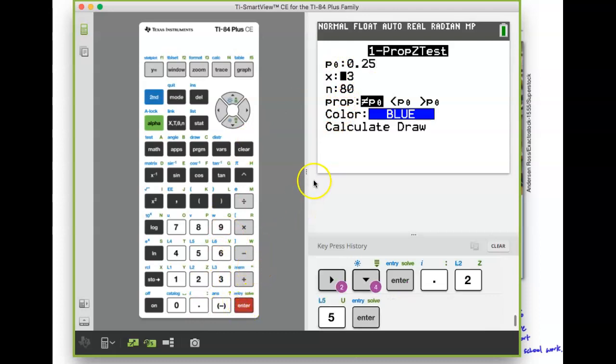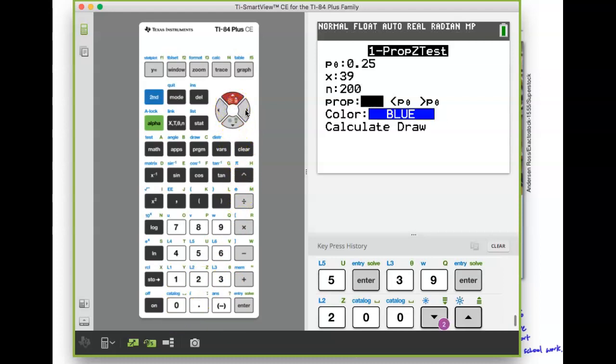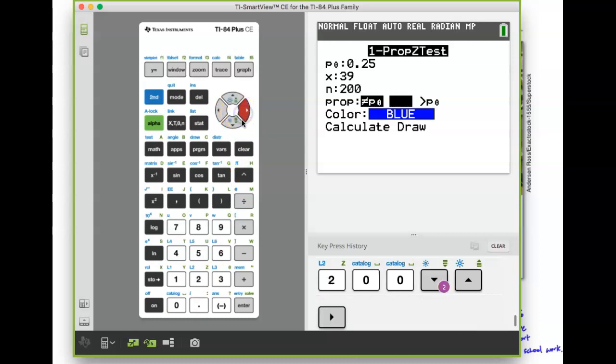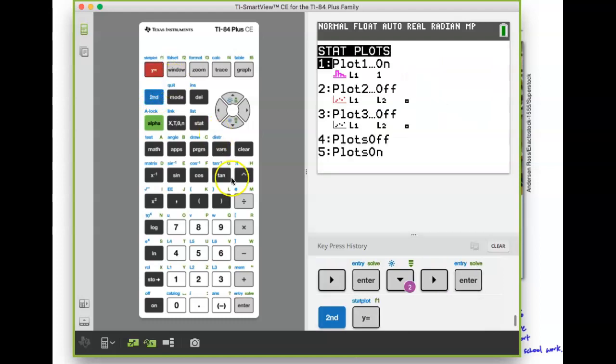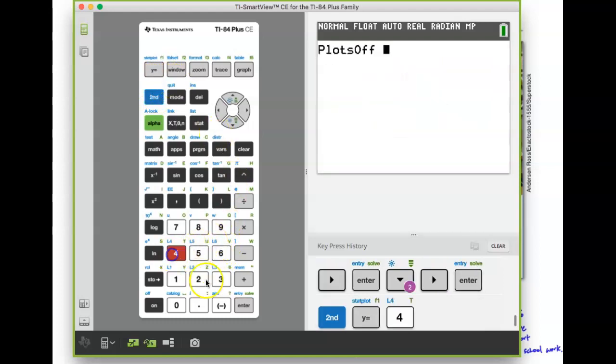And then it'll ask for x and n. So x over n should give you your sample proportion. So for us, that was 39 out of 200. And then it'll ask for the direction of your alternative hypothesis. So our alternative is less than. So I need to highlight that. And you can have it draw, it'll draw the distribution for you. Sorry, I have some other graph there. Some other stat plot turned on. Turned off, and I'll rerun it.